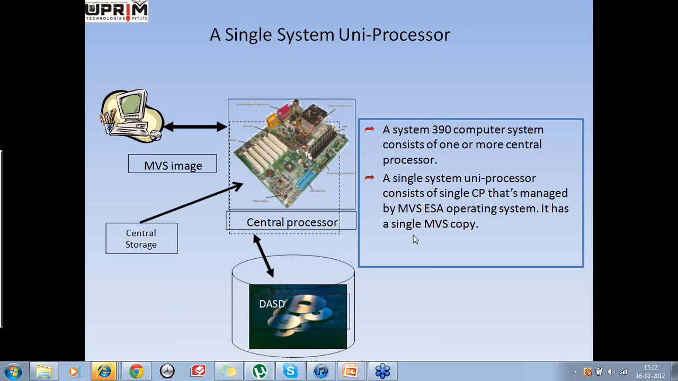So, to conclude over here, a System 390 computer consisted of one or more central processors, CPs. The CPs, along with the other system hardware, such as channels and storage, made up the central processor complexes. A single system uniprocessor consisted of a CP that's managed by an MVS/ESA operating system. Because the system is controlled by a single copy of the operating system, it has a single MVS image.